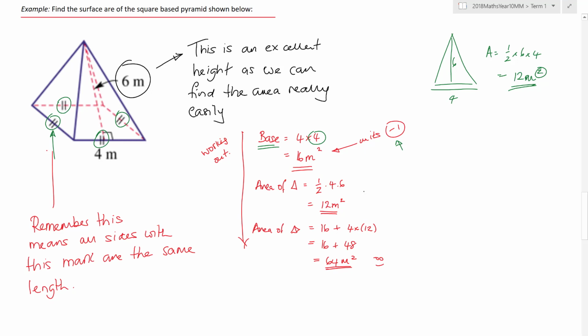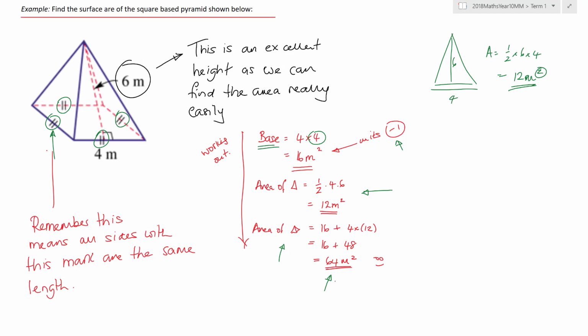Area of a triangle, well, I've already explained where that came from. So that was 12. So the total area of the pyramid, and notice I actually write area of and a little picture of a pyramid. I break it down for the examiner so that they know what I'm working on. That's really important, because if you're going to lose marks, the chances are you're going to lose it here. If you've shown some working out, then they can give you marks for your working out.